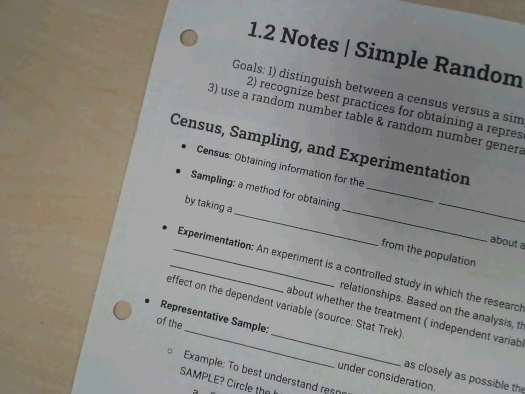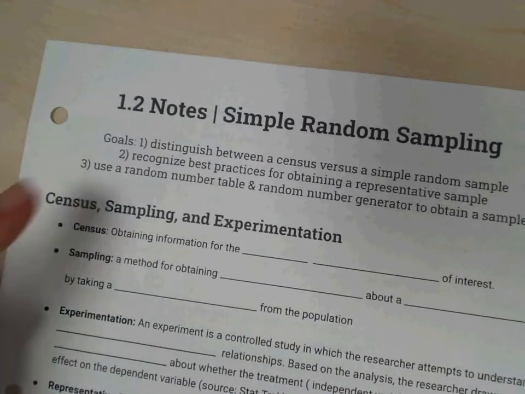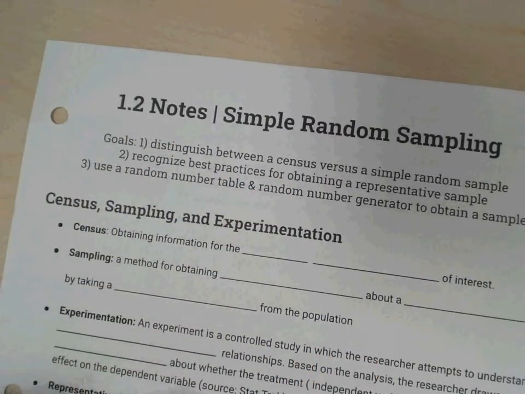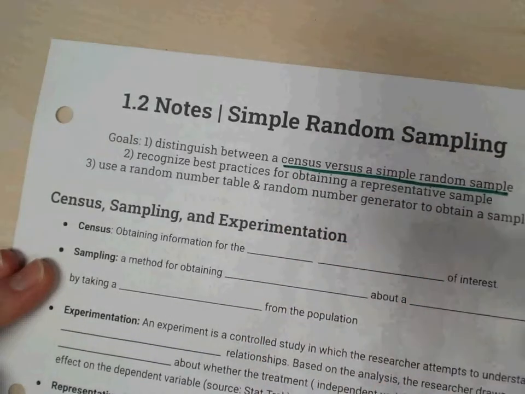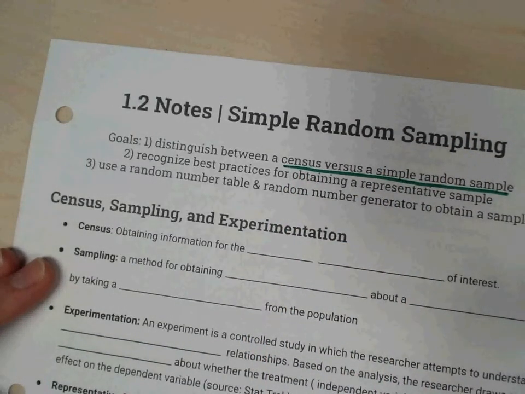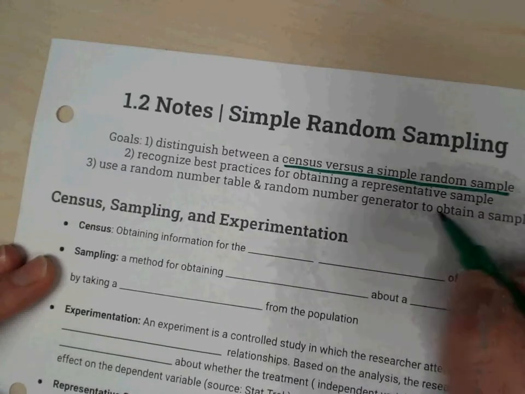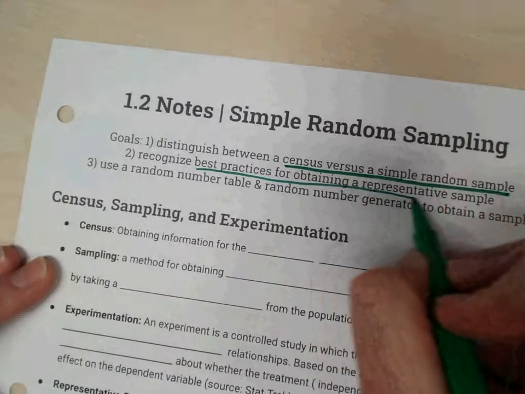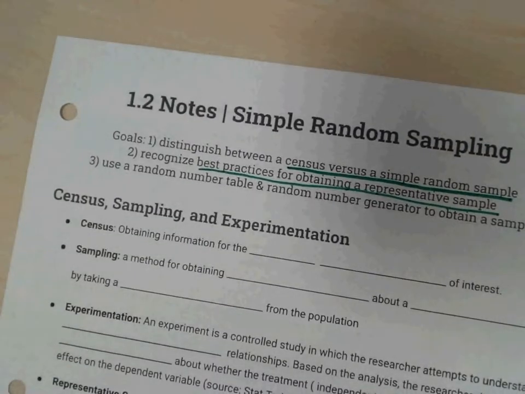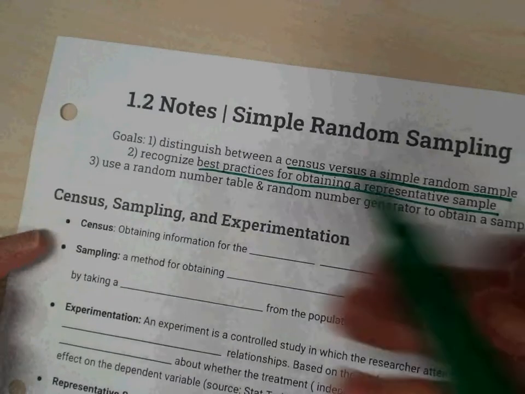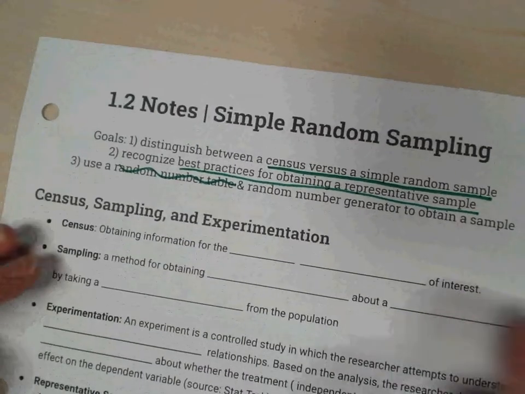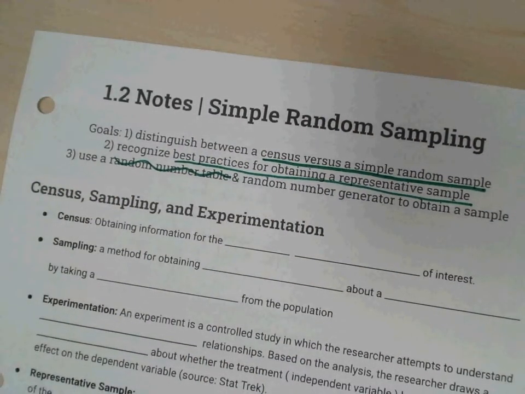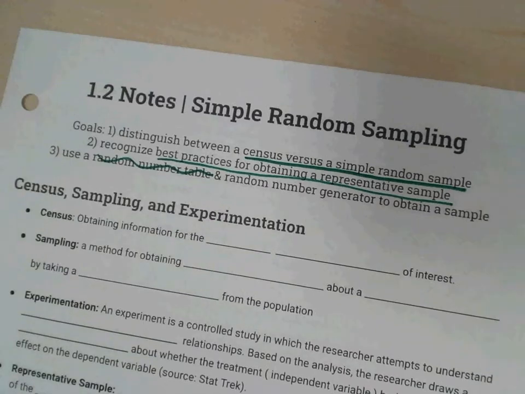All right, so our notes for today are 1.2 on simple random sampling. And we have these three goals: distinguishing census versus simple random sample. Secondly, recognizing best practices for obtaining a representative sample. And then thirdly, we're actually going to bypass the random number table for today. Within this lesson, we're going to practice using a random number generator. That's a little bit more relevant than the random number tables today.